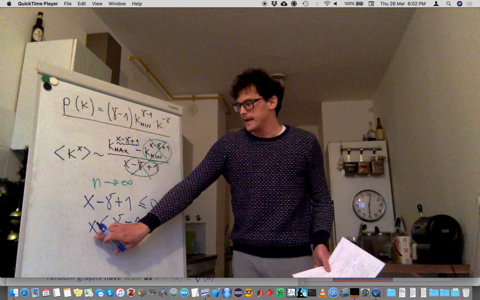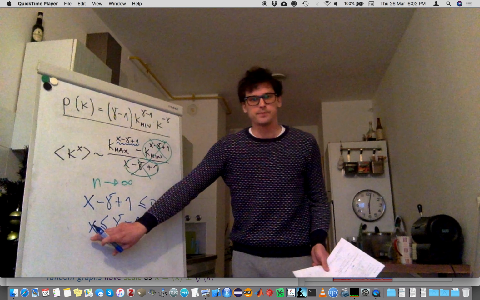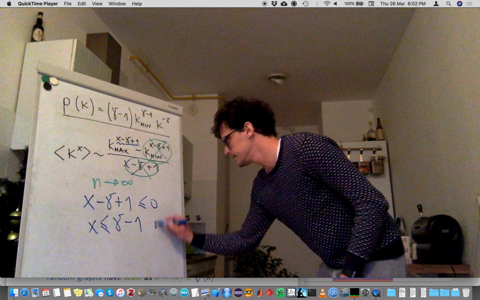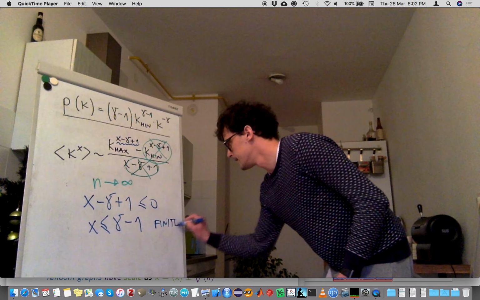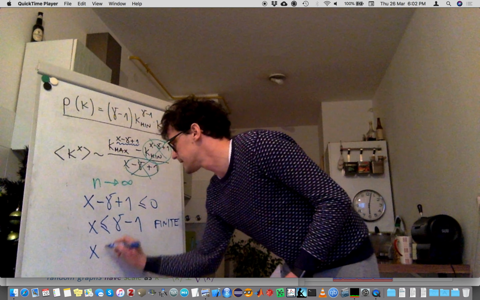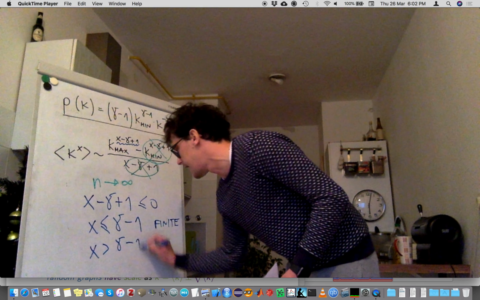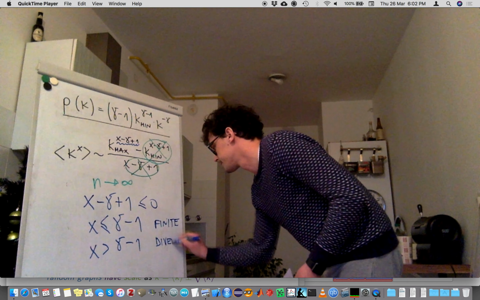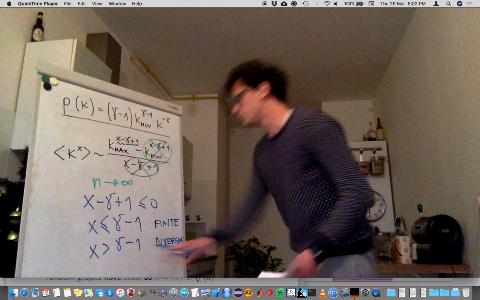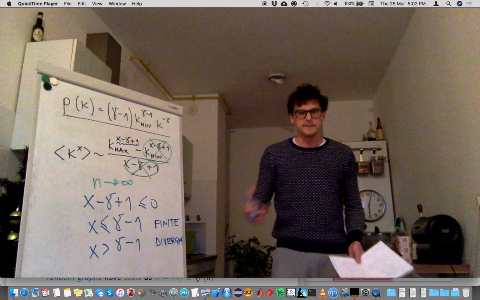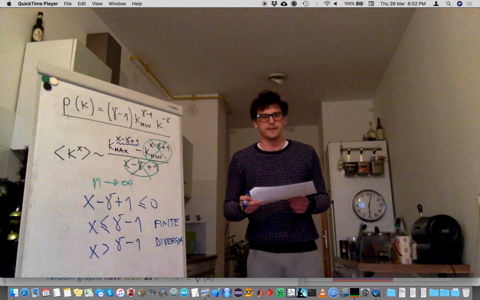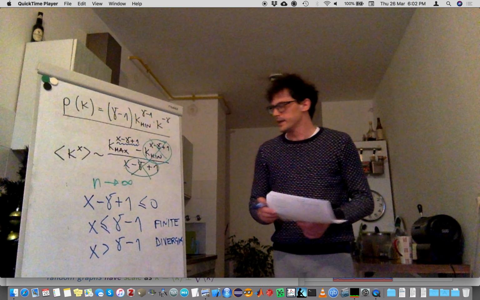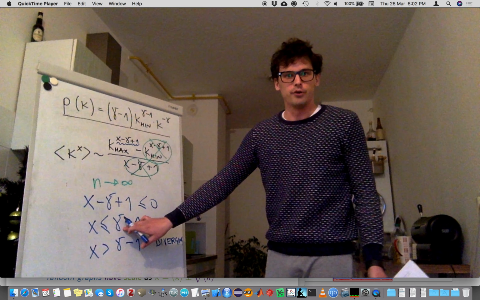So all x's, all moments that correspond to some x that is smaller than gamma minus 1 will be finite, whereas all x's that are larger than gamma minus 1 will be diverging. So they will go to infinity when n goes to infinity. Now the question is, which moments are finite and which are diverging? Of course, it depends on this value of gamma.